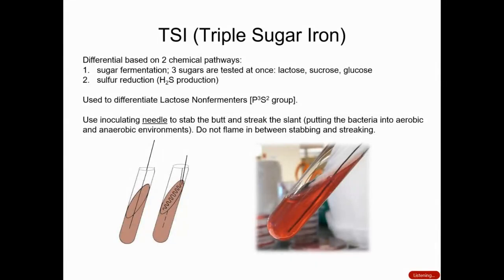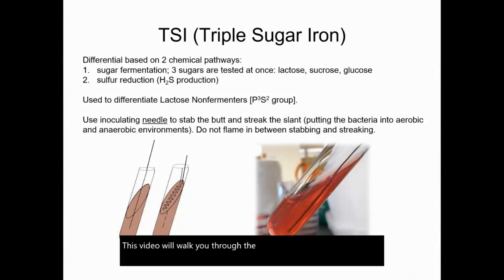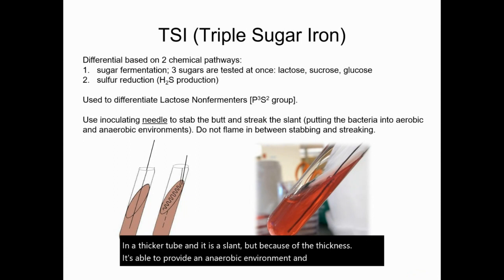This video will walk you through the triple sugar iron test. Now, this is a very unique media because it is in a thicker tube and it is a slant, but because of the thickness, it's able to provide an anaerobic environment and an aerobic environment, which is going to be important to the process that we're looking at for this media.